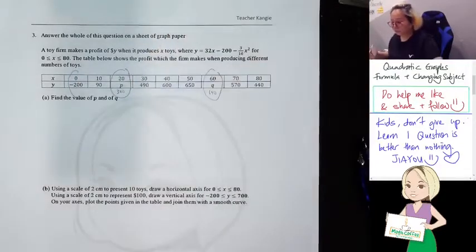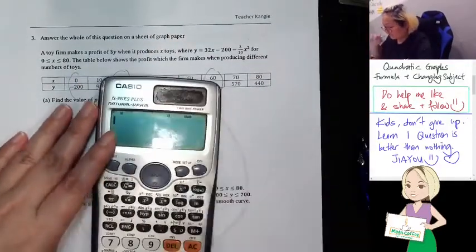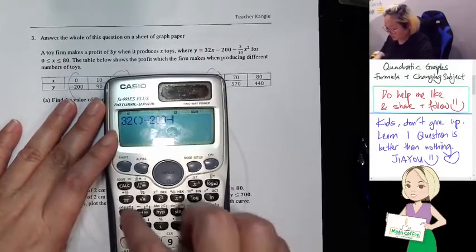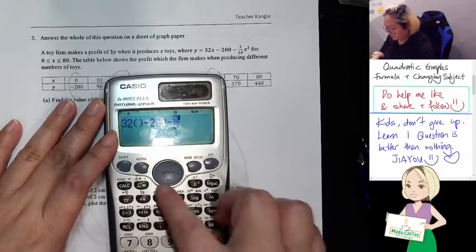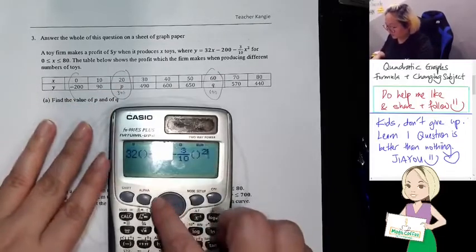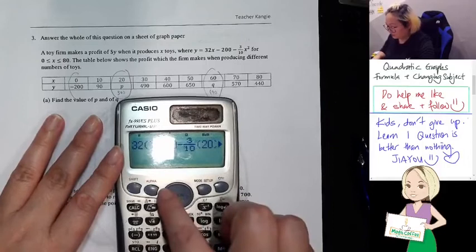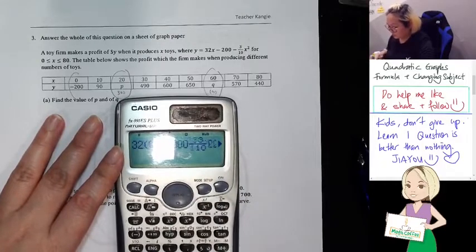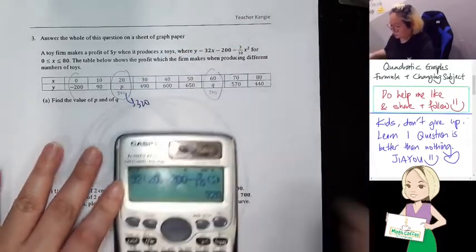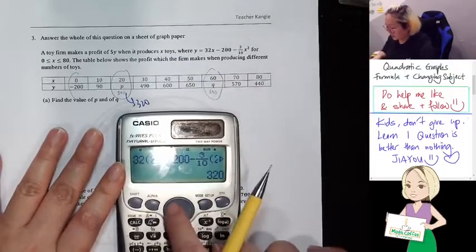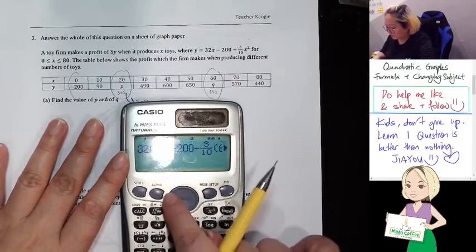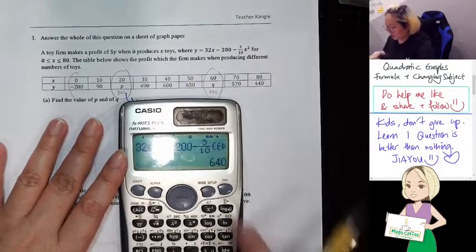So again, like I mentioned, we go to key in 32 bracket minus 200 minus 3 over 10 bracket square. So I'm going to key in 20. So go into the bracket, key in 20. Ta-da! 320. So my P is 320. Now I want to key in 60. Again, go back to the bracket, delete 60, and I get 640.